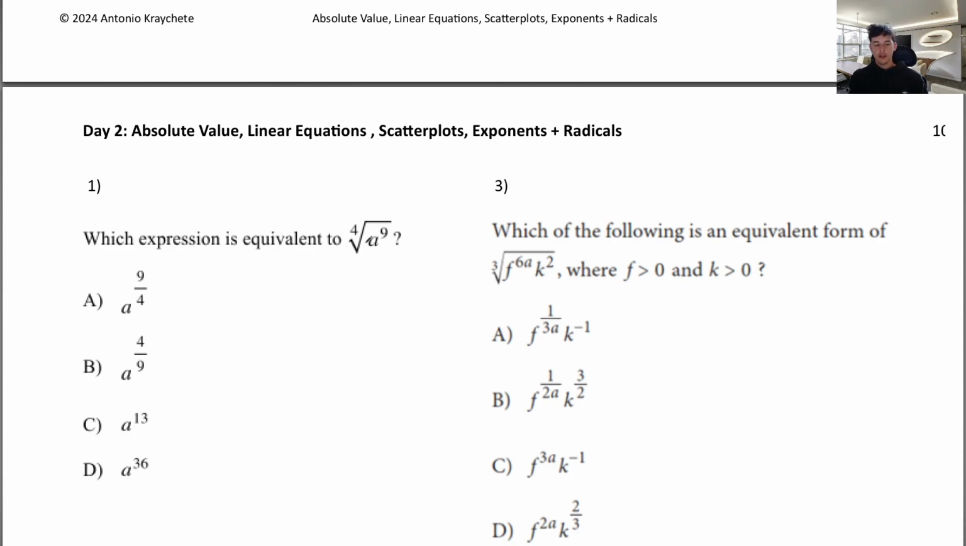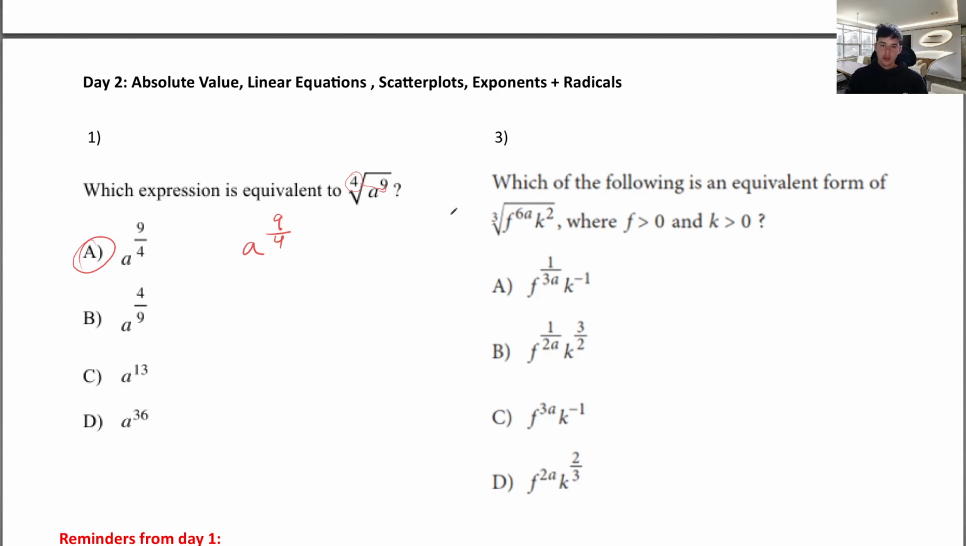Which expression is equivalent to the fourth root of a to the 9th power? What I always do is I always check the answer choices to see what pathway I'm going to take. So if I see that every single answer choice is an exponential form, then I know I've got to transform radicals to exponents. And it's very, very easy. So the radical, which is the root, comes to the denominator. So this becomes a to the 9 divided by 4 in exponential form. So that's a.